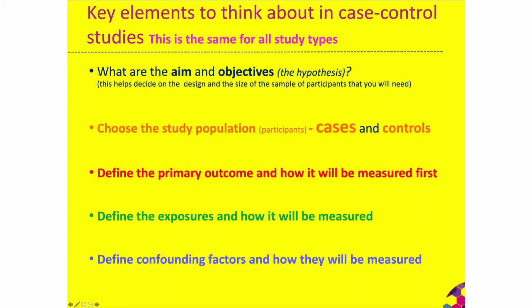We then choose the study population, and in our case we choose cases, and we then choose controls, and then we define the primary outcome and how it will be measured first. So in this case, unlike cohort studies, we measure the primary outcome first, and then we define the exposures that we're interested in, and then we think about how we will measure them, especially because these exposures have happened in the past. And then, just like cohort studies, we look at identifying and defining confounding factors and how we will measure them.